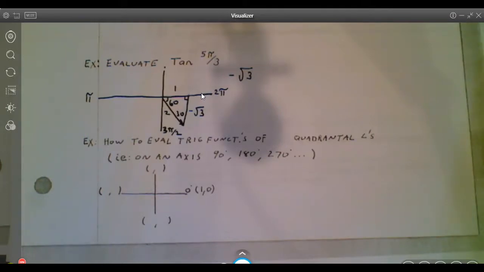What if we can't draw the right triangle? What if we are sitting on top of an axis, and so you can't draw the right triangle because you're already on the axis? I dealt with one of those a little earlier on in the video. So if you look at something like this, they call these quadrantal angles.